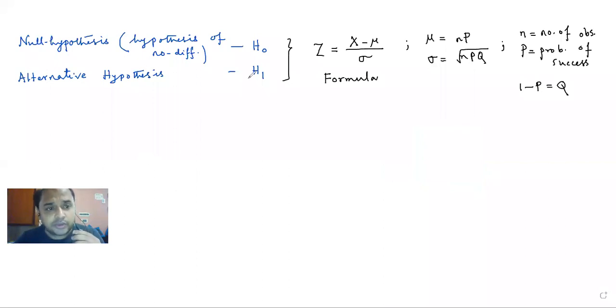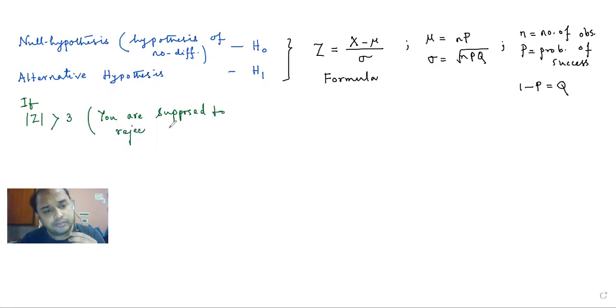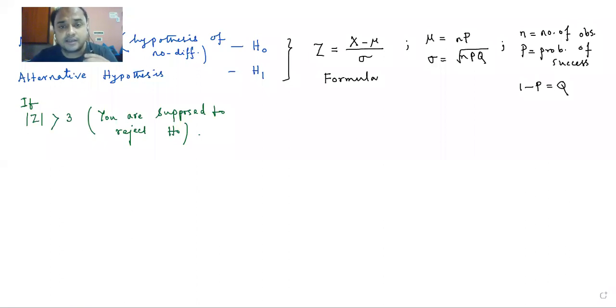And I also told you how to draw the conclusion. I said that if the value of mod z is greater than 3, you are supposed to reject the null hypothesis, always. So these are the three things that I discussed in my previous class. Now, what I didn't discuss is the following.